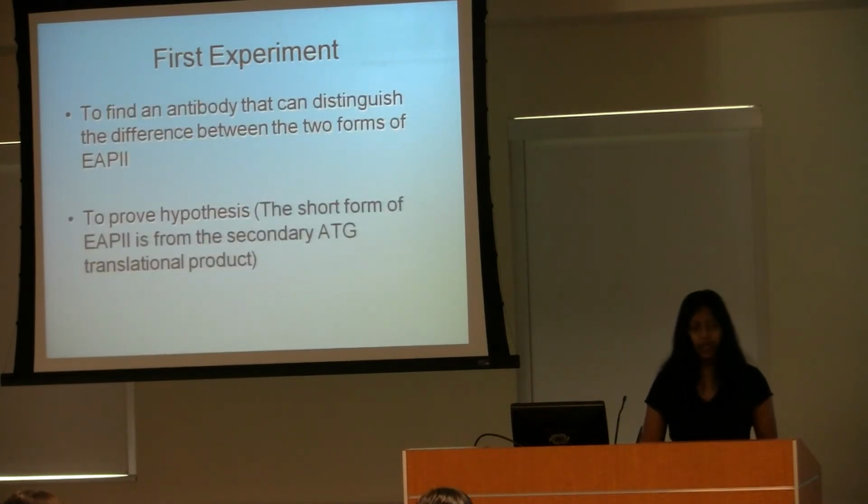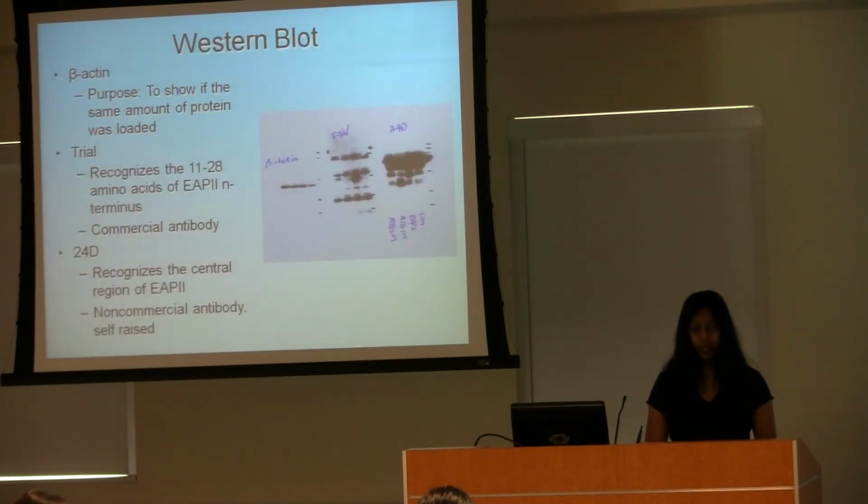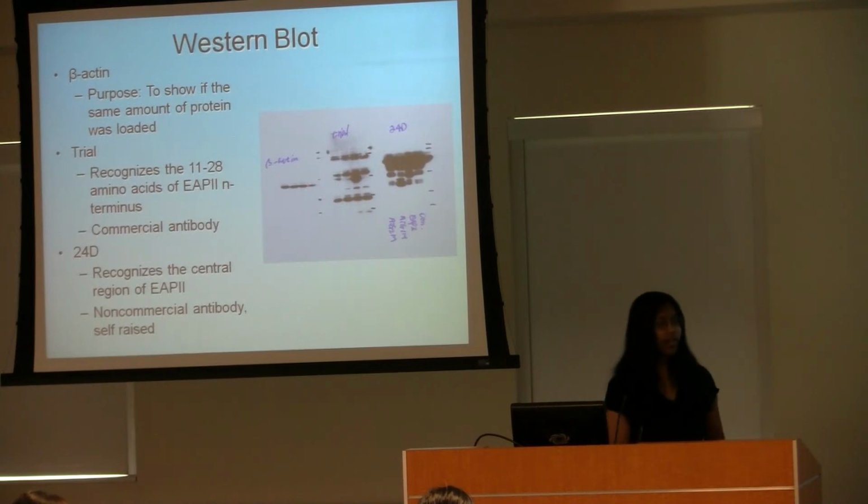So our first experiment was to find an antibody that can tell the difference between long form and short form. That is done by looking for the N-terminus of EAP2. We were also looking to prove the hypothesis that the short form is from secondary ATG. So in this experiment, we used beta-actin, the commercial antibody Trial, and one we grew here at Emory, 2,4-D.